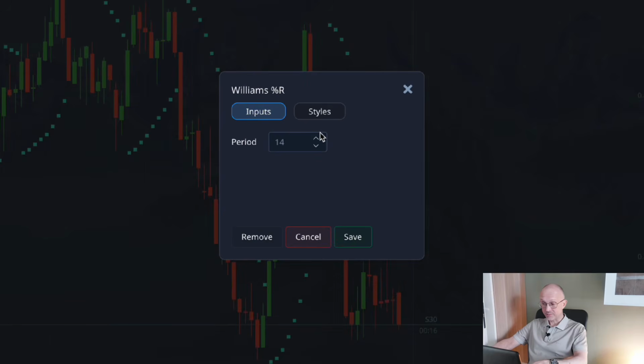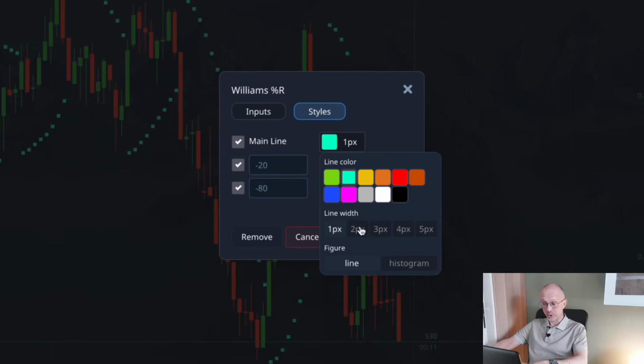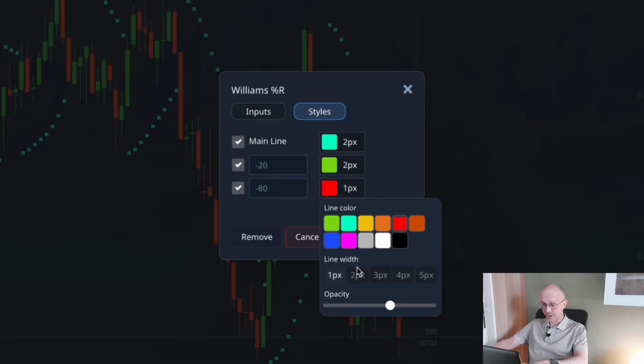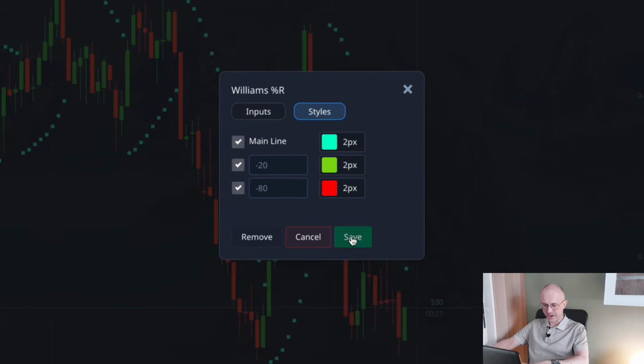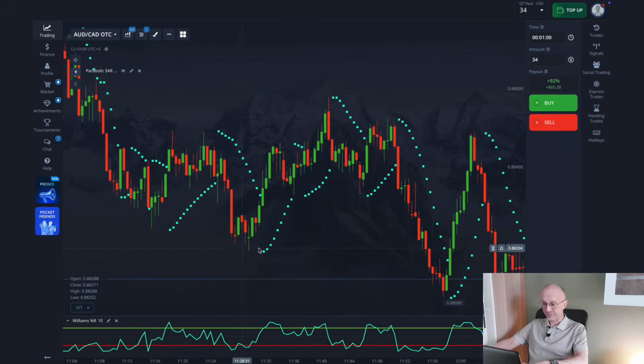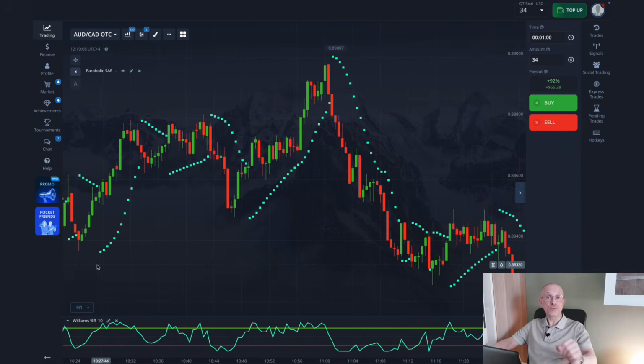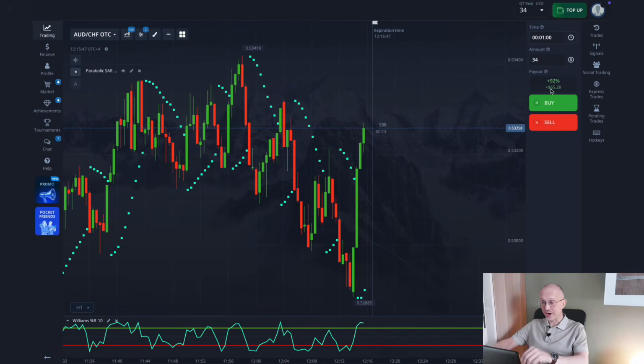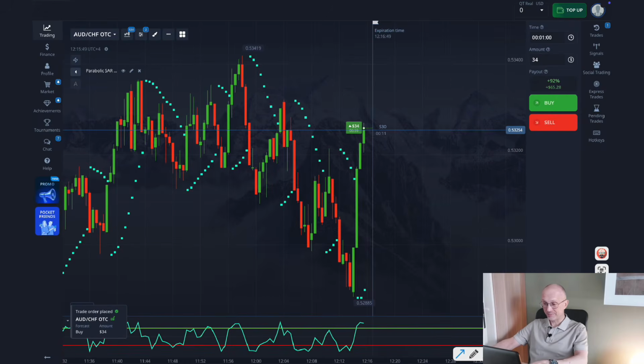Let's configure the Williams, set the period to 10, go to Style and set the width of the main line to 2, set the width of the -20 and -80 lines to 2 and move the opacity to the right and save. So, the indicators are ready to go, and if you are trading on your phone, set it up the same way. The starting situation looks very good. Expiration is 1 minute and I'm opening a long trade for $34.